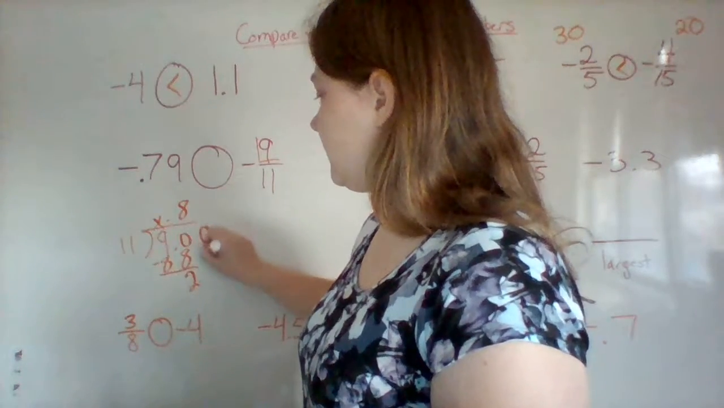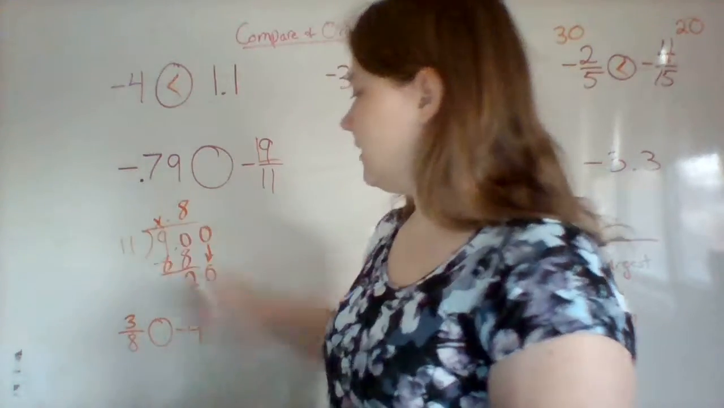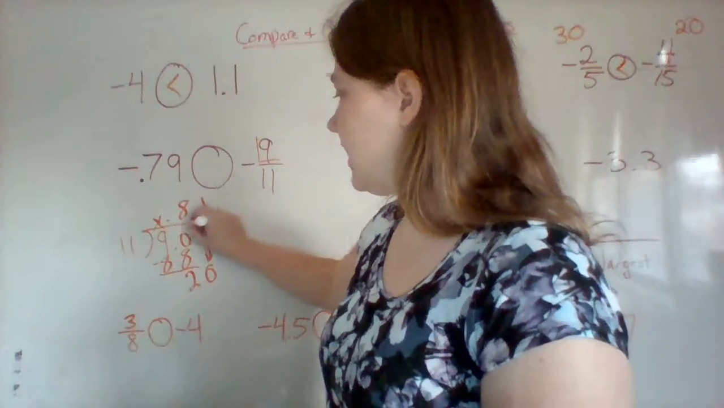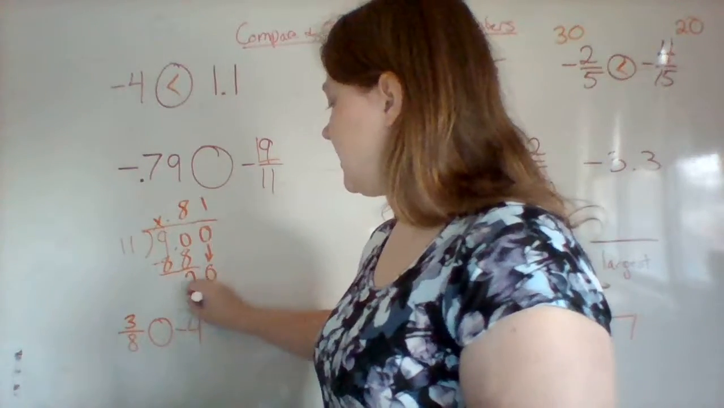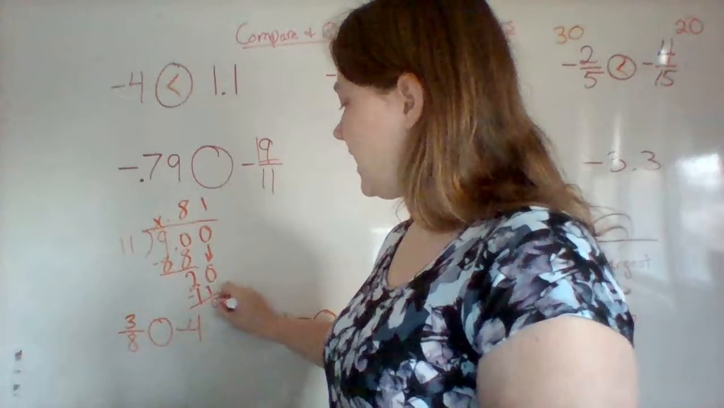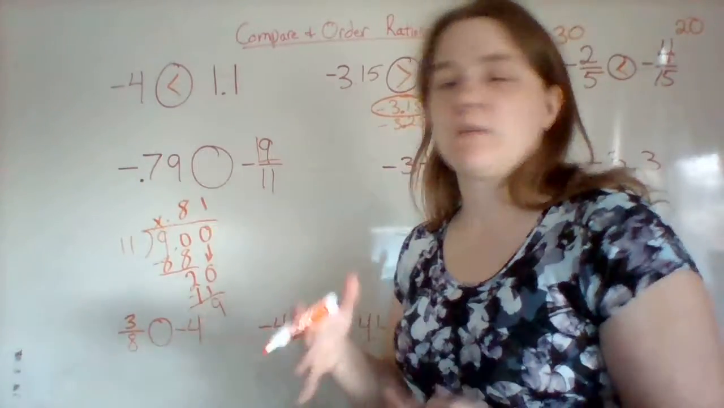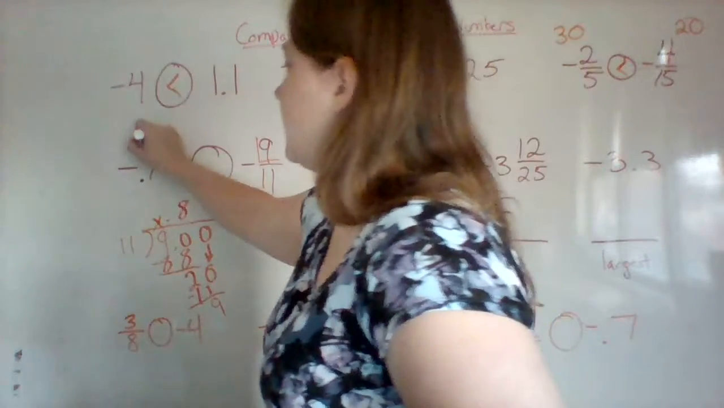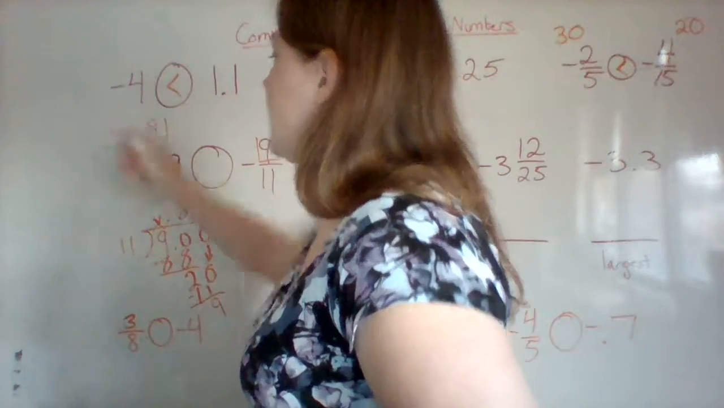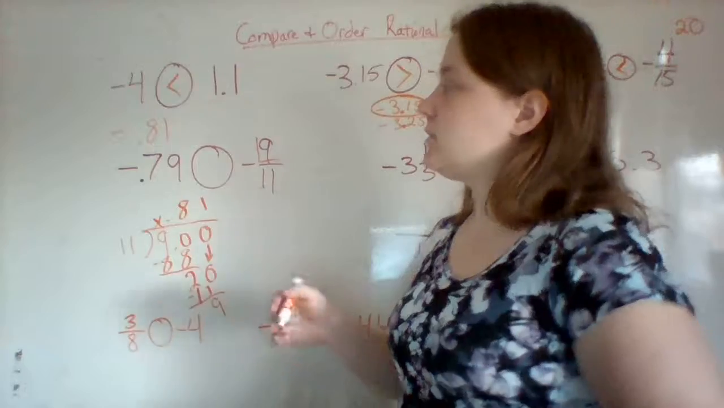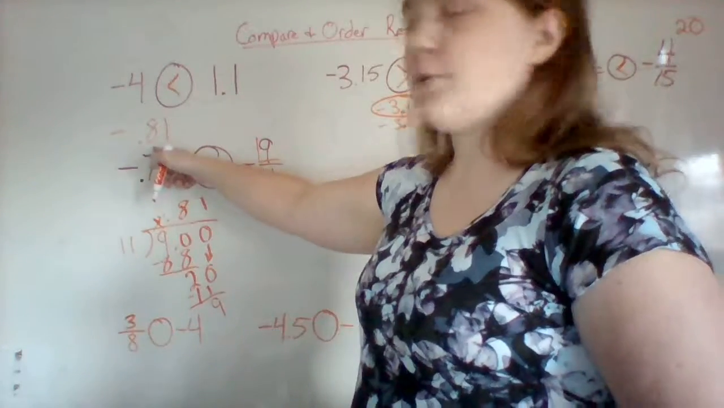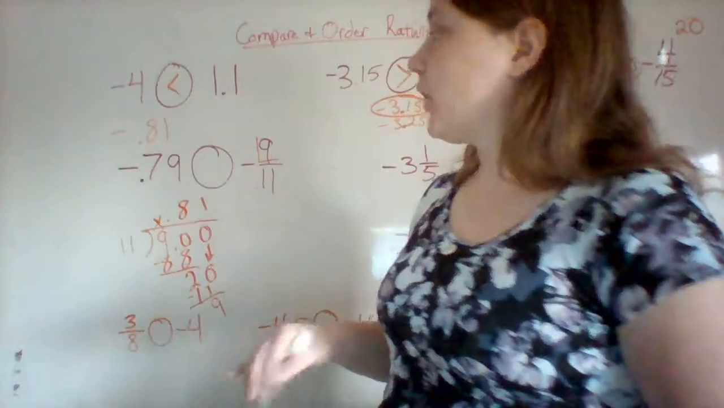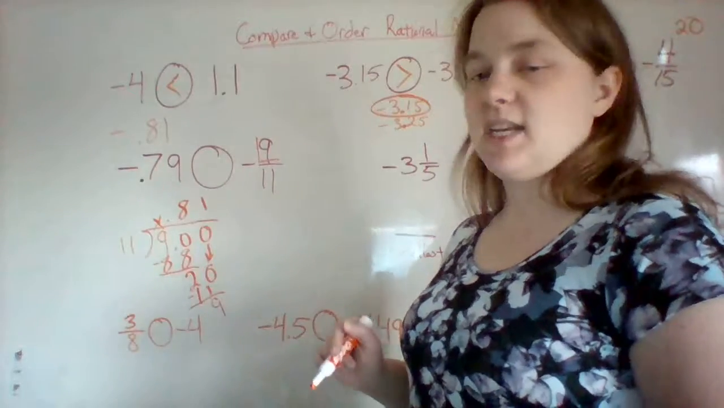Pull down another invisible 0. 11 goes into 20 1 time. 1 times 11 is 11. I'm going to get 9 there, but I can finish right here. I don't need to keep going because I see 0.79 and 0.81, and I'm going to try to compare these two numbers. 0.81 is bigger than 0.79.